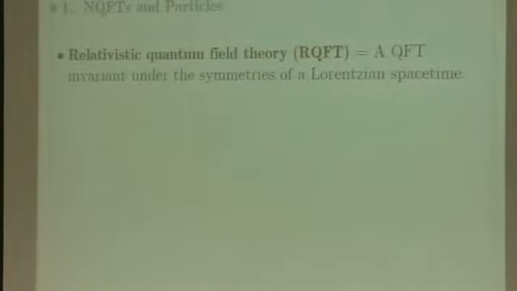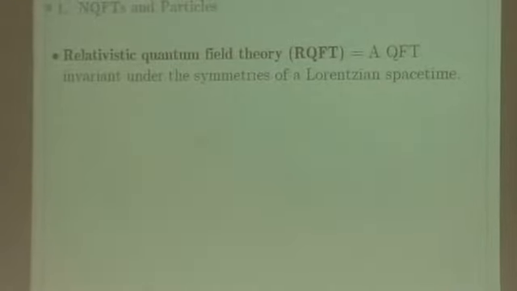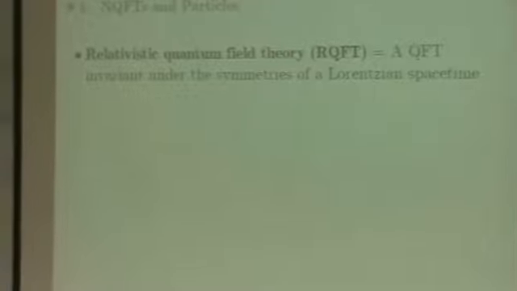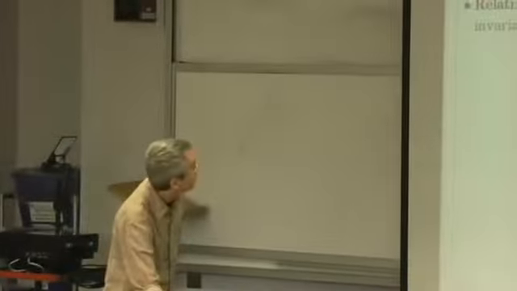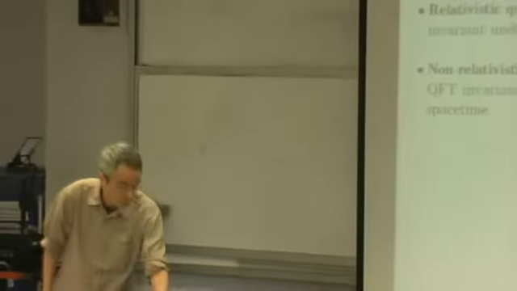So, by a relativistic quantum field theory, I'm going to mean a quantum field theory invariant under the symmetries of a Lorentzian spacetime. And by a non-relativistic quantum field theory, I'm going to mean a quantum field theory invariant under the symmetries of a classical spacetime. So, a quick review.